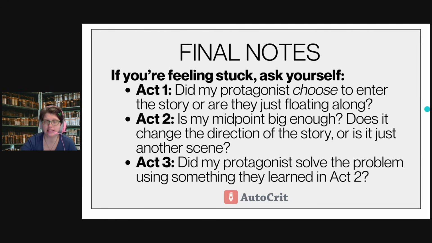For Act 3, ask: did my protagonist solve the problem using something they learned in Act 2? Did something happen in Act 2 that changed the outcome of Act 3? So ask yourself these questions and use that as a way to rework any stuck points that you have in your current manuscript if you are using 3-act structure.